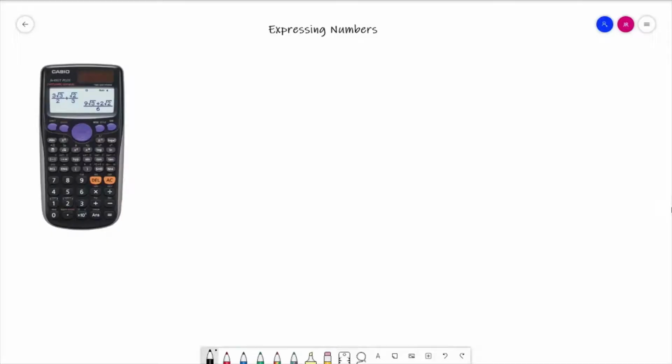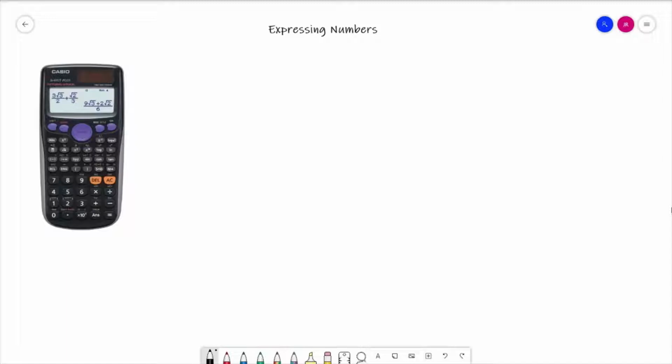Hello everybody and welcome to the Maths Skills lesson on expressing numbers. Now in this lesson we're going to cover three topics. Firstly we're going to look at significant figures, then we're going to look at standard form, and then finally we will look at the SI prefixes.